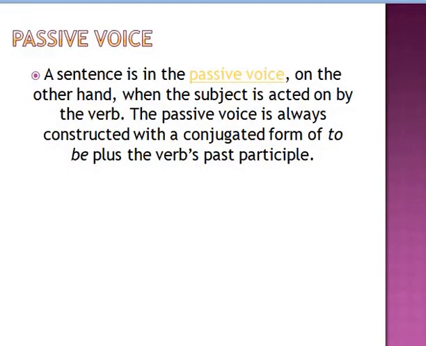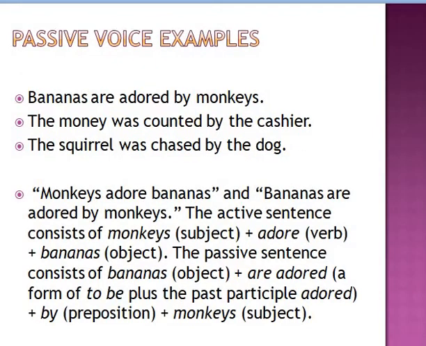Now the passive voice. It is said to be in the passive voice when the subject is passive. It simply receives the action. The passive voice of the verb is made by adding its past participle to some form of the verb be. Let's study it more with the help of examples. Bananas are adored by monkeys. The money was counted by the cashier. The squirrel was chased by the dog.